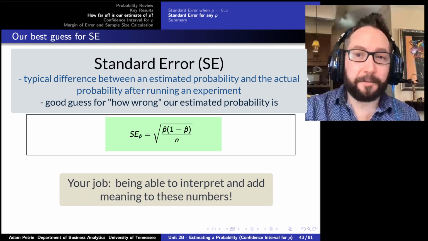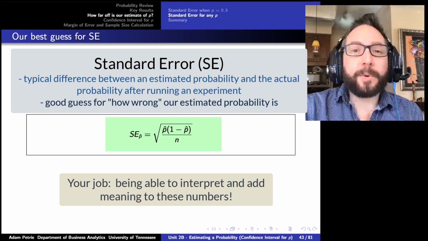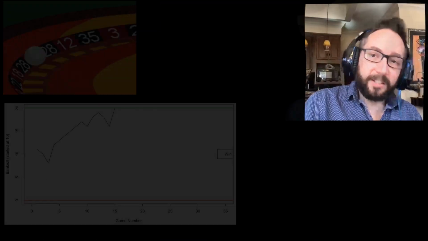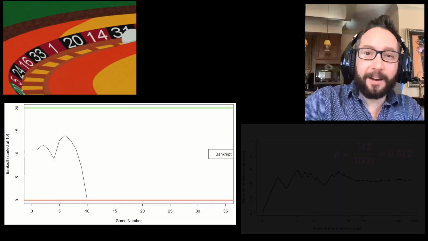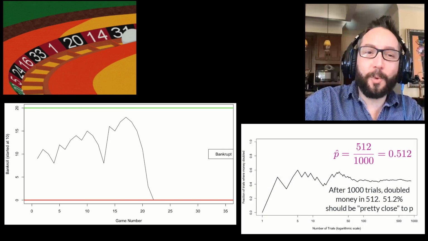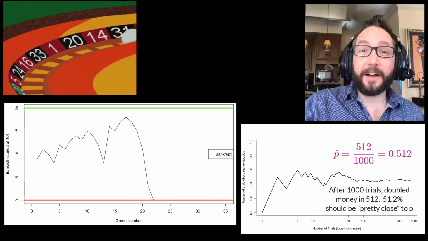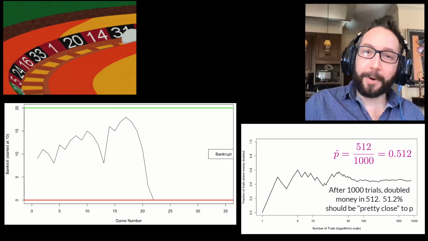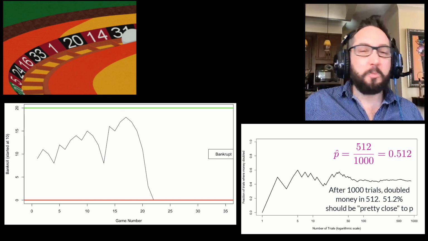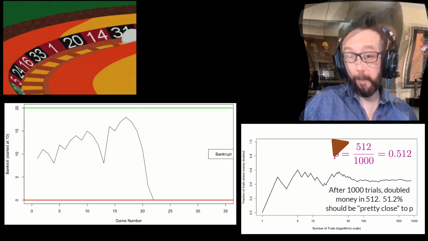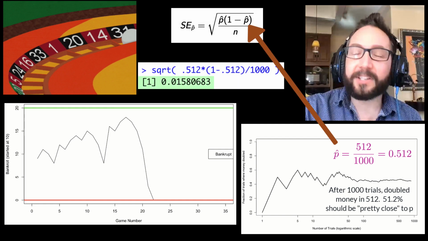So how do we put this all together? We can get the numbers out fairly easily. How do we add value to these numbers? How do we interpret them so everyone can understand our results? So going back to the betting system example, where we found that p hat was equal to 512 out of 1,000. We ran a Monte Carlo simulation 1,000 times. We doubled our money in 512 of them. Our estimated probability of doubling money under this betting strategy is 51.2%. We know that estimate's wrong. It's off from the true probability. And the standard error was 0.016, or 1.6 percentage points.